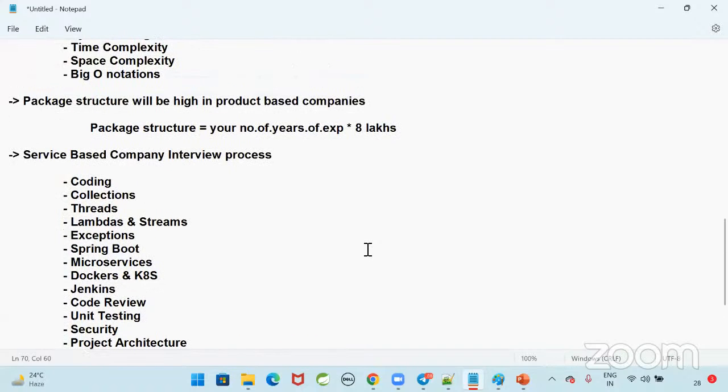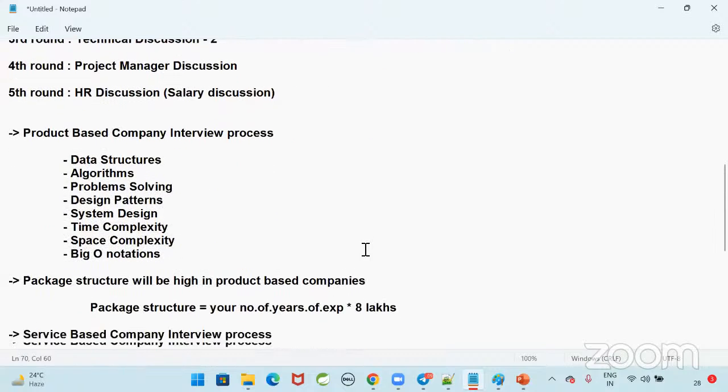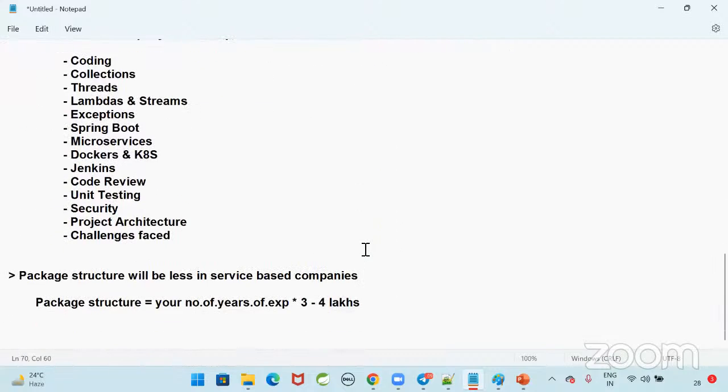Data structures: nowadays, in service-based companies also, they are asking data structures. Data structures are mandatory for every programmer. Data structures are very, very, very important to crack every interview.